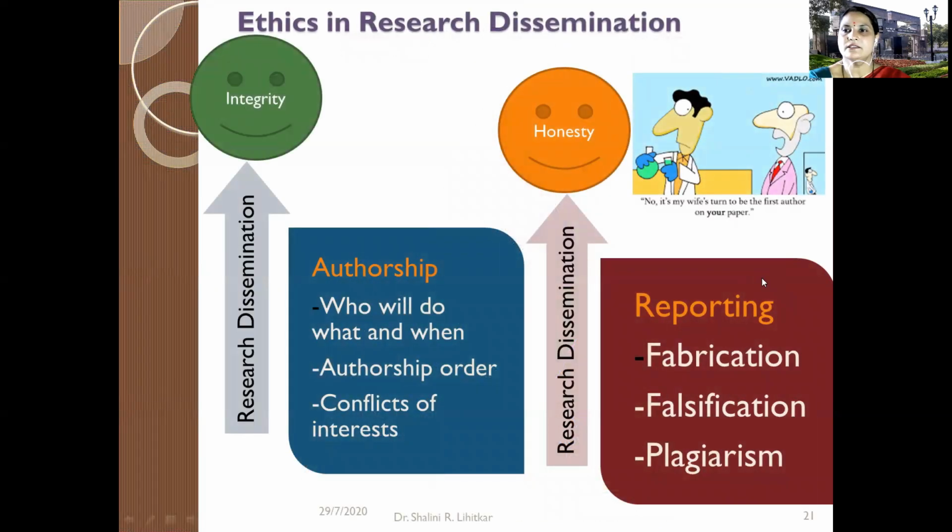Then ethics in research dissemination. Research dissemination means that after analyzing and presenting our data, we disseminate it to society by way of publication in various journals and in various reports. So once you decide to disseminate your research data, at that time you have to decide the authorship and how the reporting should be done.